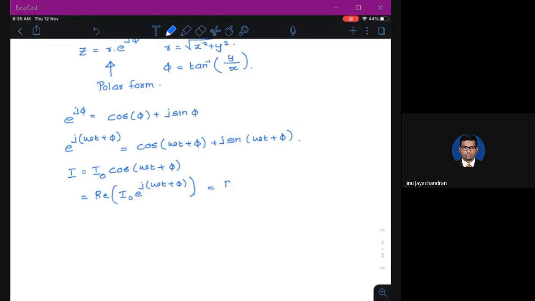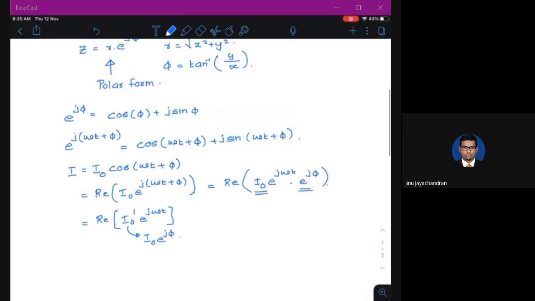Or you can expand this as the real part of I0 e raised to j omega t into e raised to j phi, which I can combine, the I0 and e raised to j phi, as the real part of some I0 dash e raised to j omega t, where I0 dash is I0 e raised to j phi.